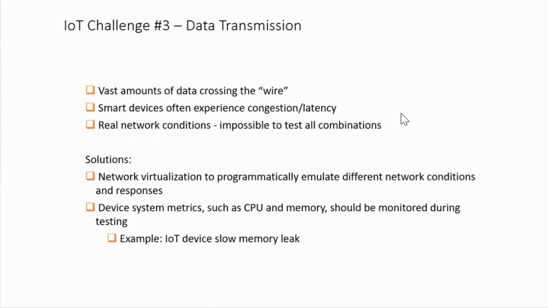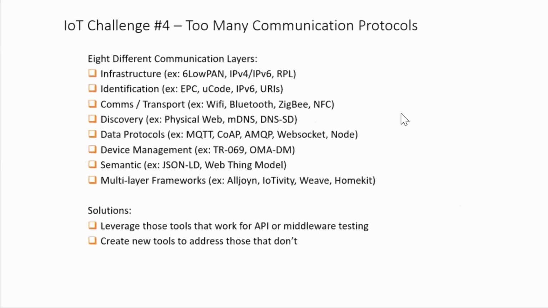But then you walk away, and 15 minutes later, the device is crashing. Why? Because that memory leak was delayed, right? It happened in a deferred moment. So those performance monitoring tools can help you identify those issues.